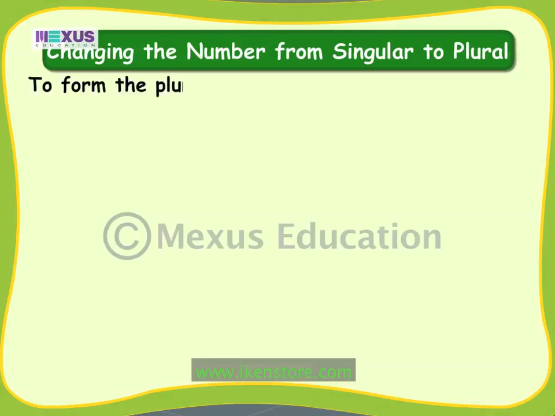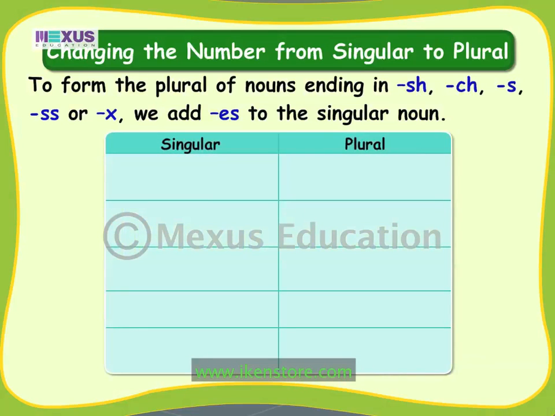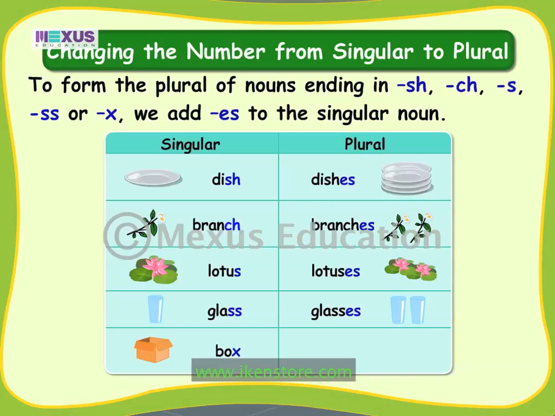To form the plural of nouns ending in SH, CH, S, SS or X, we add ES to the singular noun. For example, we have the singular and plural form of the nouns dish, dishes, branch, branches, lotus, lotuses, glass, glasses, and box, boxes.